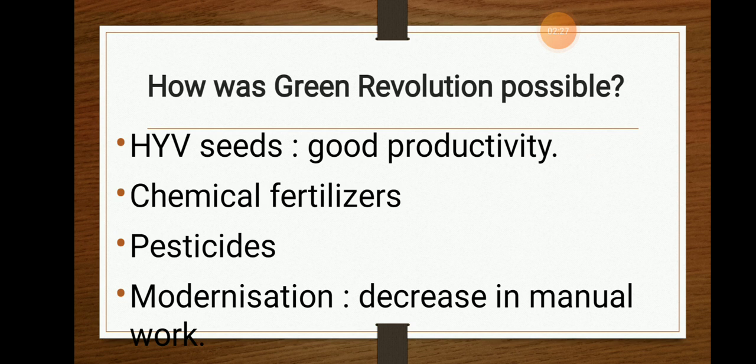Even chemical fertilizers were provided by the government. With the usage of chemical fertilizers, there will be good production and an increase in cultivation. And why do we use pesticides? Pesticides are used to kill the worms or insects in the plants, so pesticides also help in the cultivation process. Lastly, modernization. Modernization can be implemented by decreasing manual work, adopting new technology and upgrading the current situation. With all these things, the green revolution became possible.